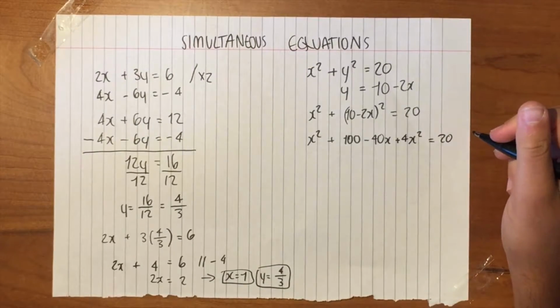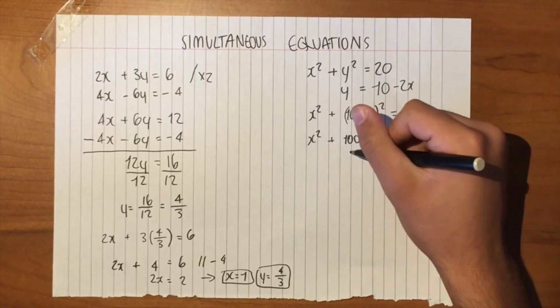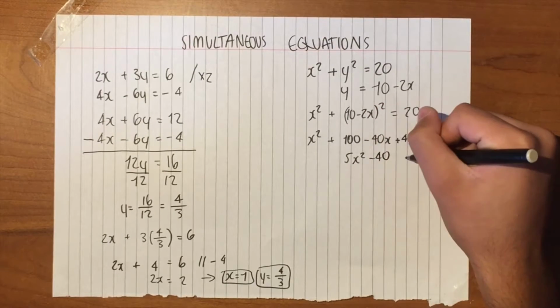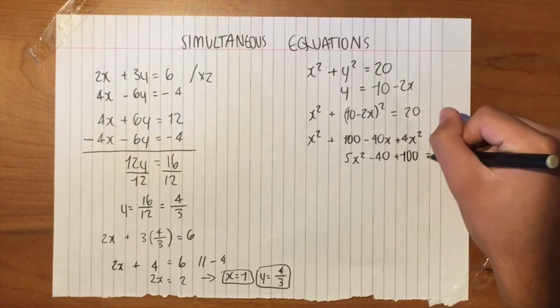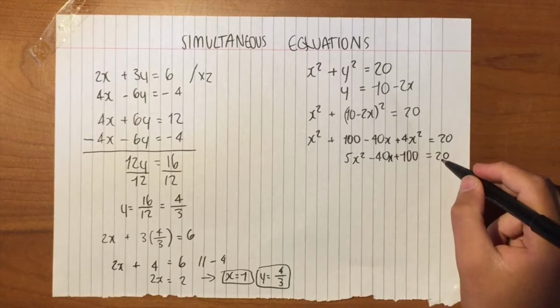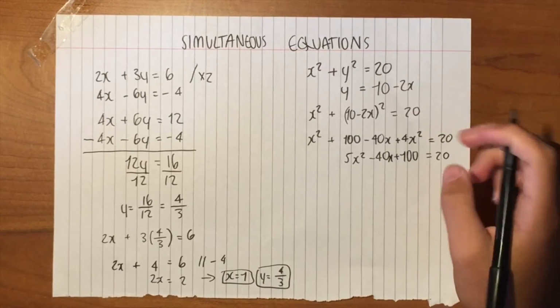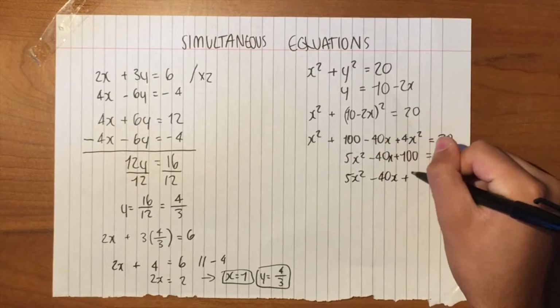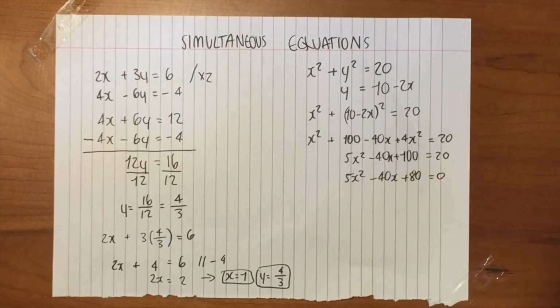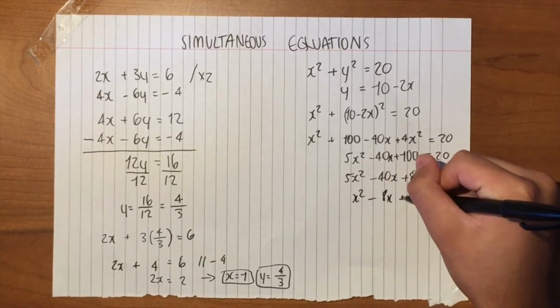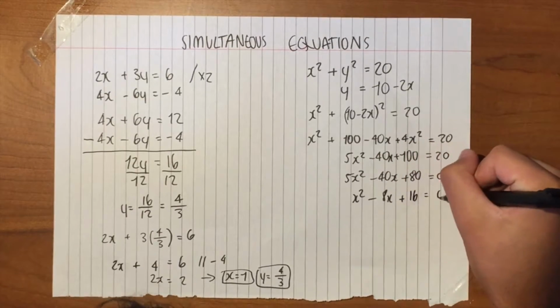Now let's simplify this a little bit. x squared plus 4x squared, collect like terms, is 5x squared, minus 40x plus 100 is equal to 20. Sorry, I forgot the x there. Now this turns into a quadratic equation. So let's subtract 20 to get one side equal to 0. 5x squared minus 40x plus 80 is equal to 0. We can divide everything by 5 because it's all divisible by 5. So x squared minus 8x plus 16 is equal to 0.